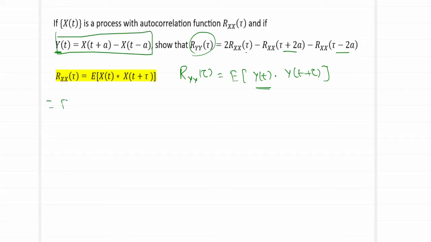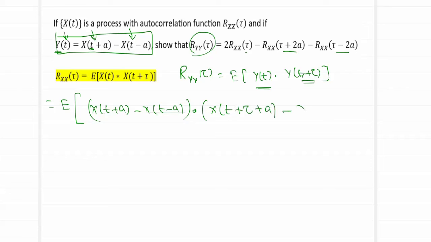So this will be equal to the expected value of x of t plus a minus x of t minus a. This will be my first term. I take the product with y of t plus tau. How to get t plus tau? Wherever we have t as input, it is replaced with t plus tau. So the second term will be x of t plus tau plus a, minus x of t plus tau minus a. So this completes the second term.